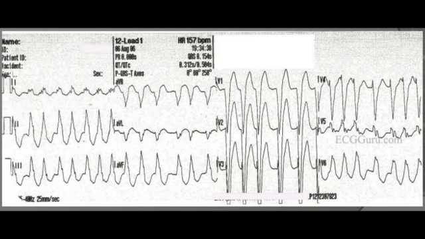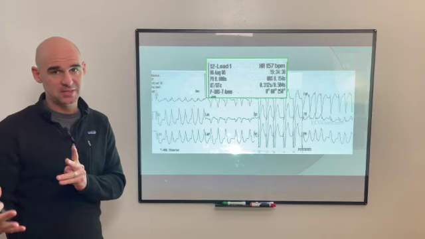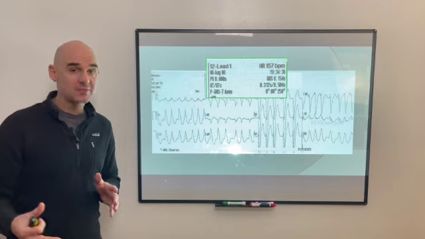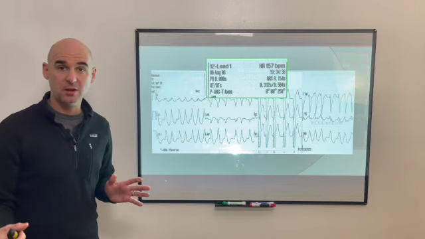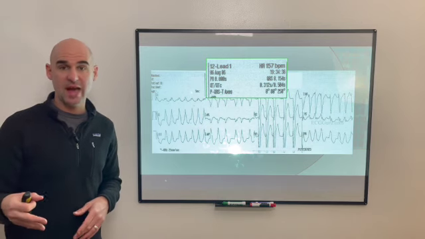So again, first thing we're going to do is look at the rate. We can see the rate is 157 beats per minute. So that's pretty fast. It's too fast, right? Certainly too fast to determine whether or not this is ischemia, but certainly there's a number of causes in here. Is this an SVT? Could this be a ventricular tachycardia? So there's a lot of different things here, but certainly the rate is too fast, all right?